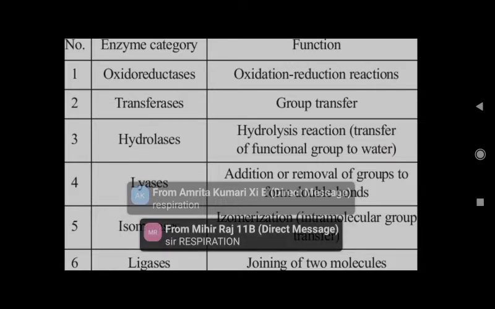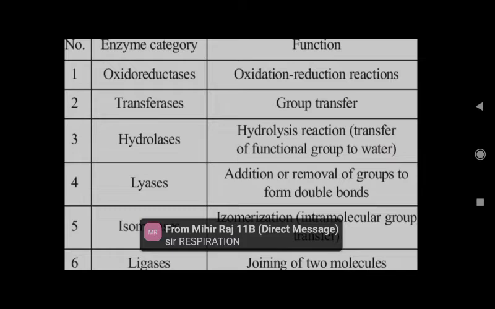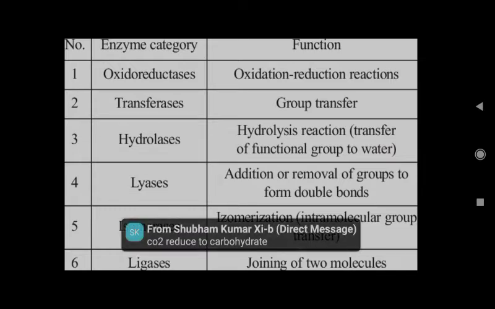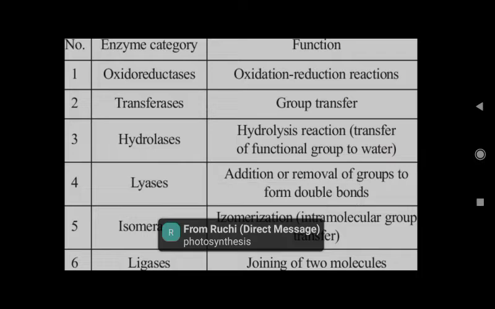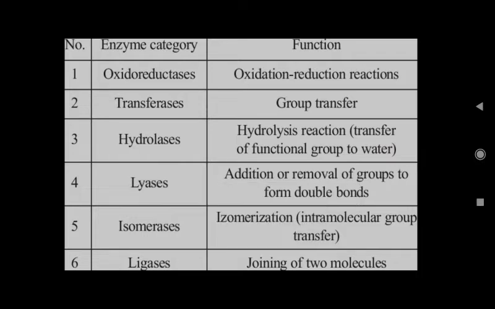Okay, Anshu. Yes, Mihir, correct. Yes, correct, students. This is the classification, or we can say the first category of the enzyme, which is the oxidoreductases. It catalyzes oxidation reduction reactions. One example of oxidoreductase is cytochrome oxidase.